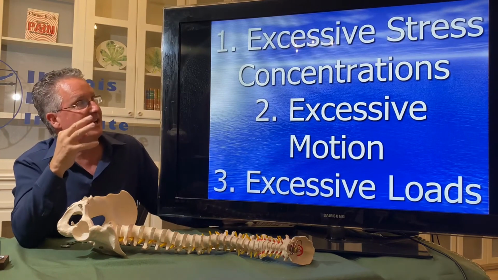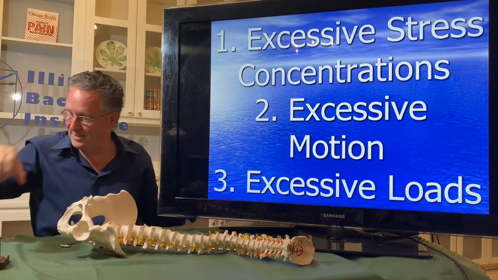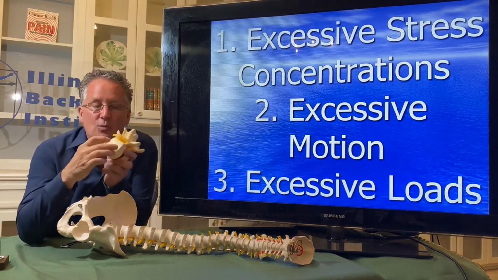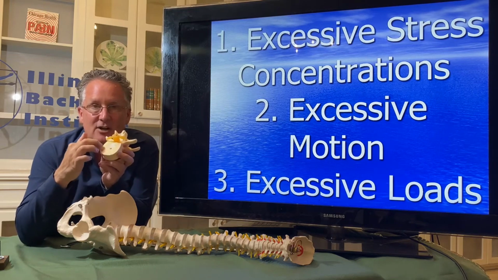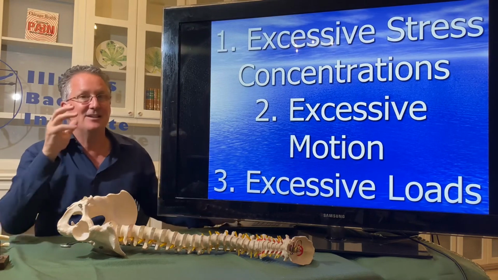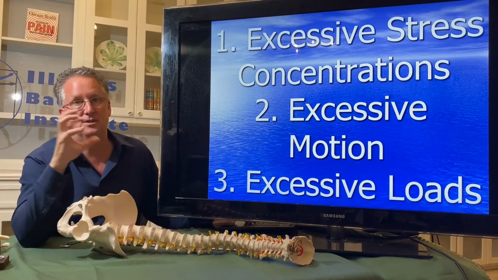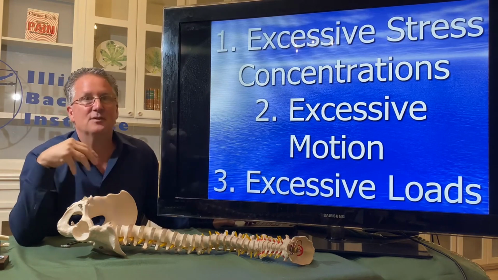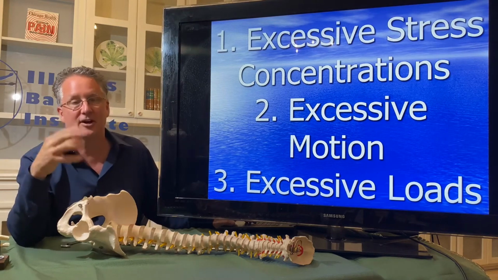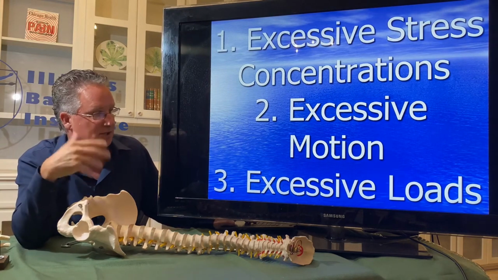And there are 3 main things. It's the excessive stress concentration, meaning there's too much pressure on one portion of the disc for too long. We need the distribution even in all directions. When you alter that by everyday activities, then you start to aggravate the spine. Another one is too much motion. The discs are designed to move, but sometimes they can move too much. If you bend too often, very often the tissues get weaker. You overload the tissues and they start to break down.